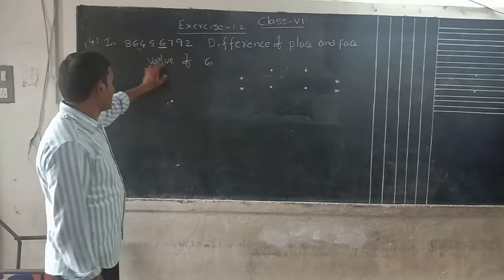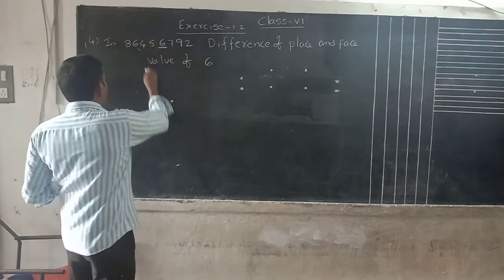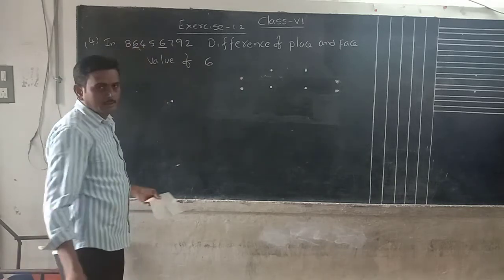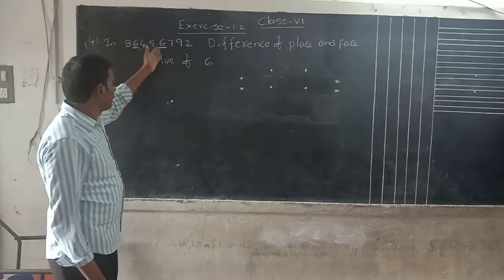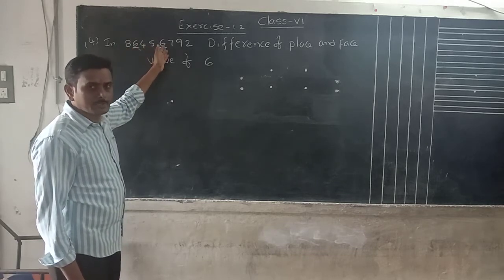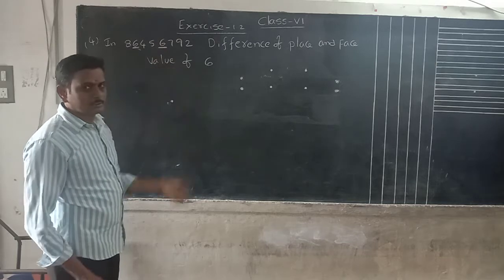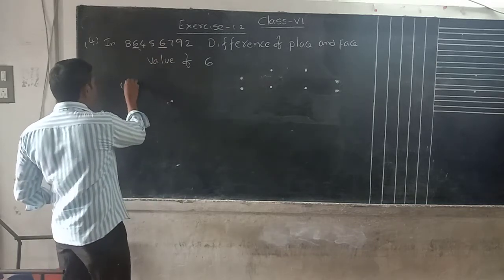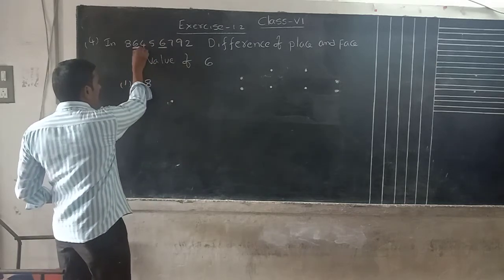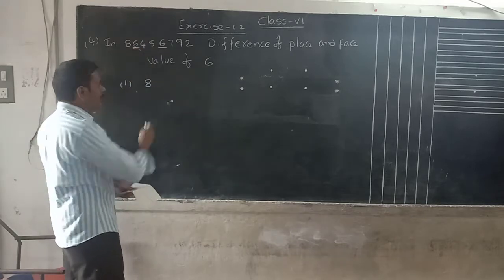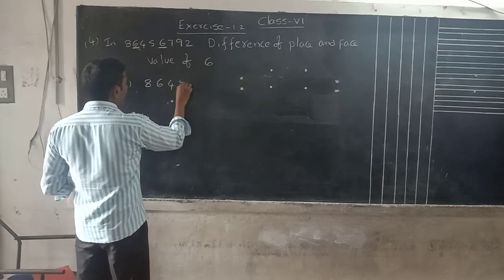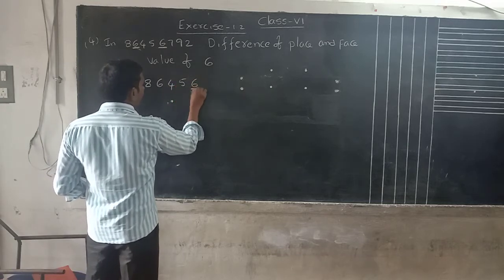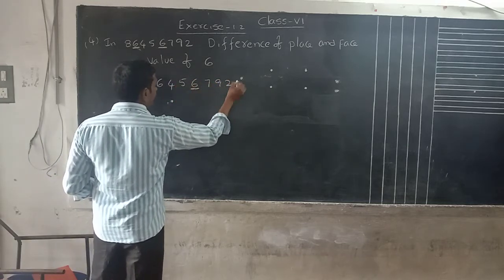For example, in the textbook they underline two numbers. Then for this number you take place value and face value, and for the other number you take face value and place value. Later we can subtract. First question, I will do this one. For this number I want to take face value and place value. Our starter: 6, 4, 5, 6.